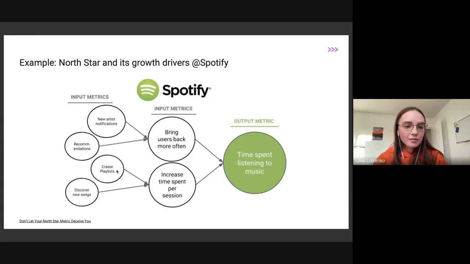So every team can focus on a separate metric to drive time spent listening to music. And you know how it all ties together in one picture, because it all contributes to this metric.